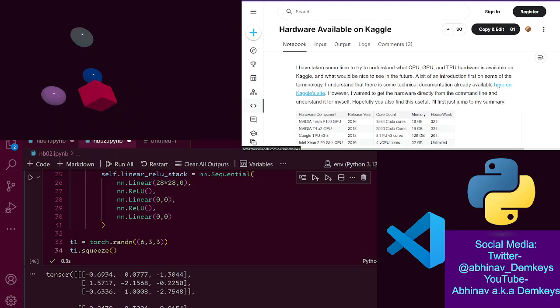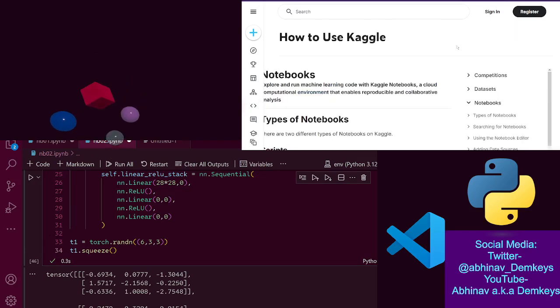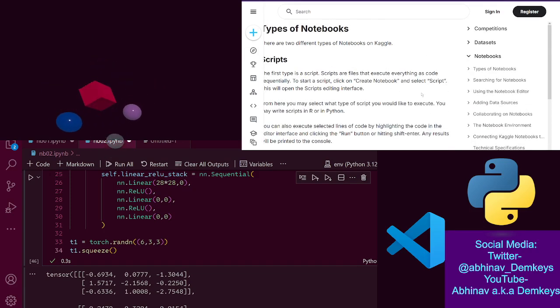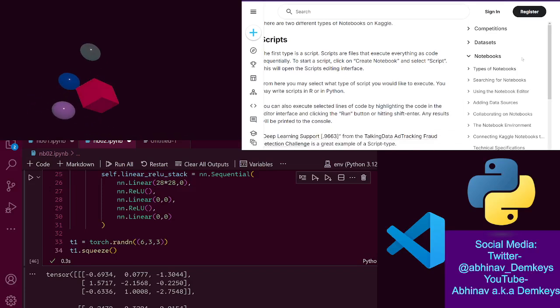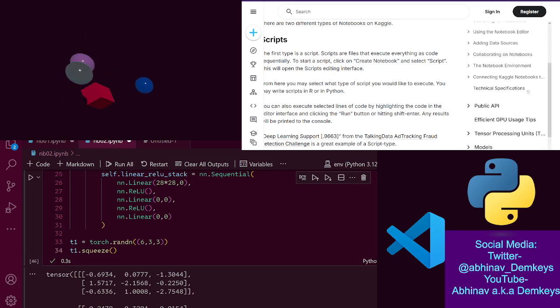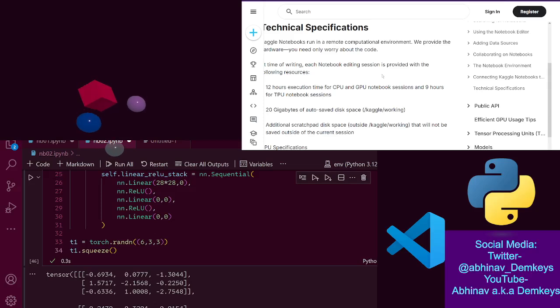I understand that there's some technical information already available on so and so. I wanted to get the hardware directly from the command line and understand it for myself. Okay, so this is probably not what I'm looking for. I appreciate the work that the person did, but that information was probably not what I was looking for. Types of notebooks. Where is the hardware? Is it this? Tech specs.